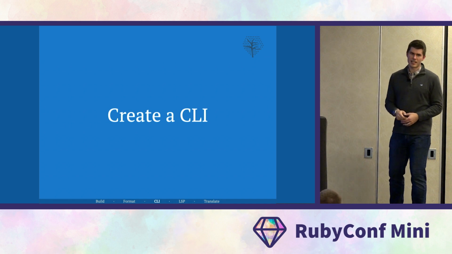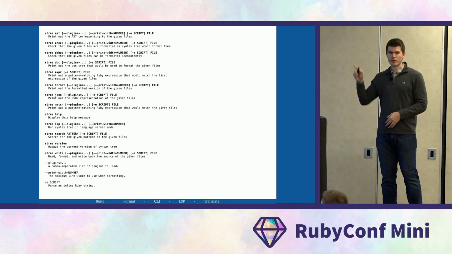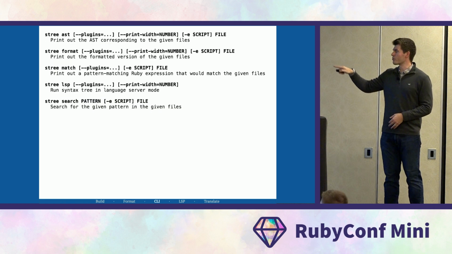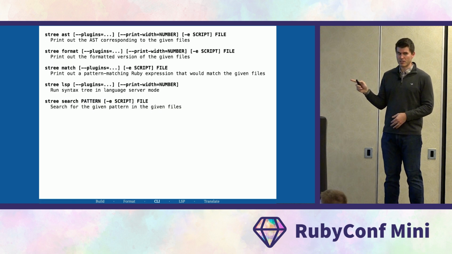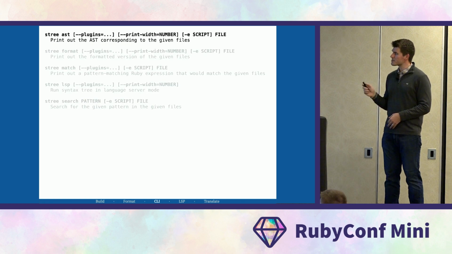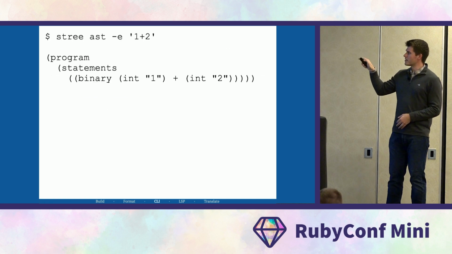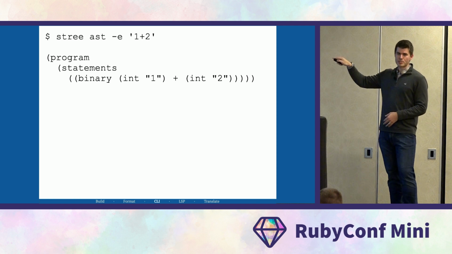I decided to create a CLI to interact with this, and there's a couple of interesting things on here. These are all the options. I'm not going to go through all of them. I'm going to go through 5. These are the most interesting ones to me. The first one is the AST method. The AST method gives you the AST. It gives you a tree representation of what you're looking at.